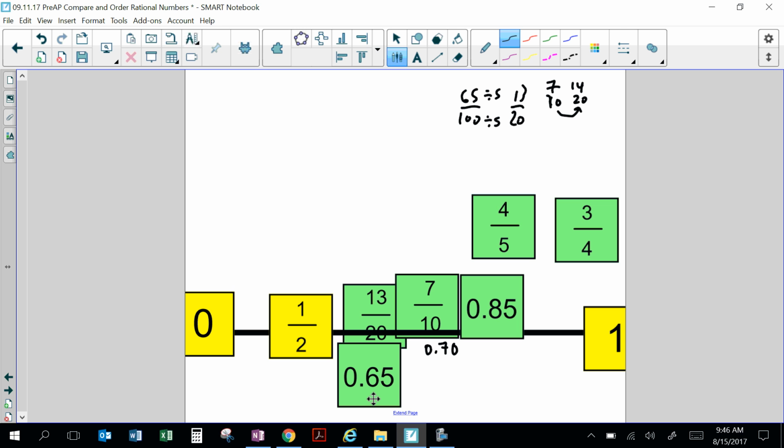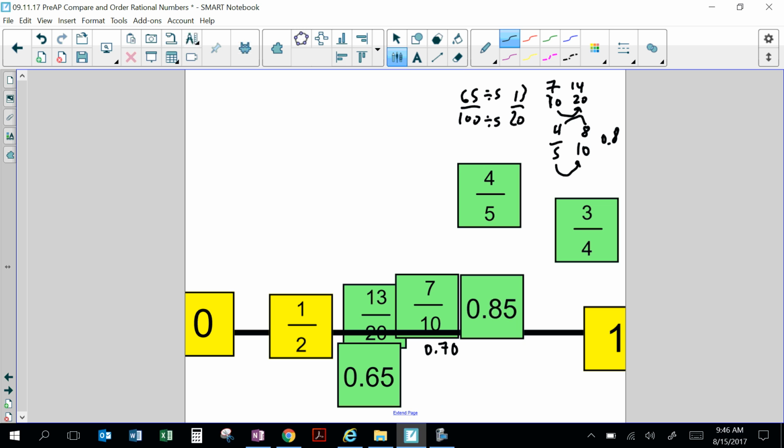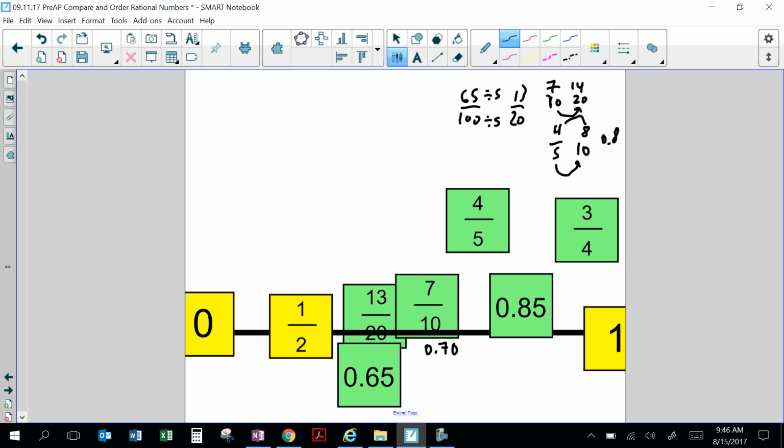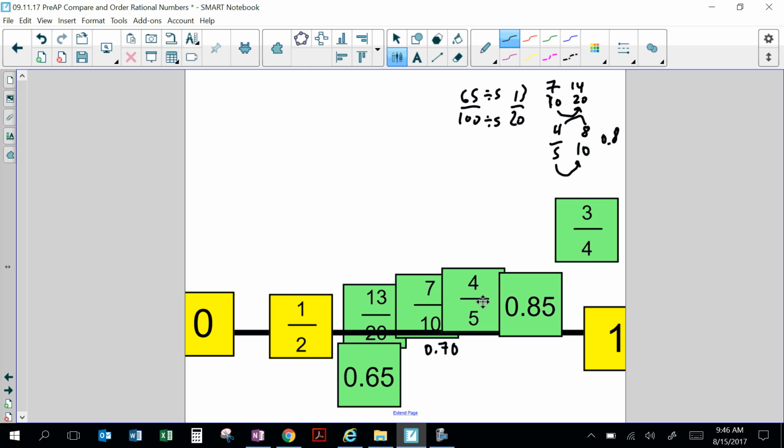So we have 1/2, 65/100, 7/10 or 70/100, 85/100, 4/5. 4/5. Would I turn that to a decimal? I'm going to use place value then. Times 2, scale factor times 2 is 8/10. Well, 8/10 or 80/100 is a little greater than 7/10, but smaller than 85/100.